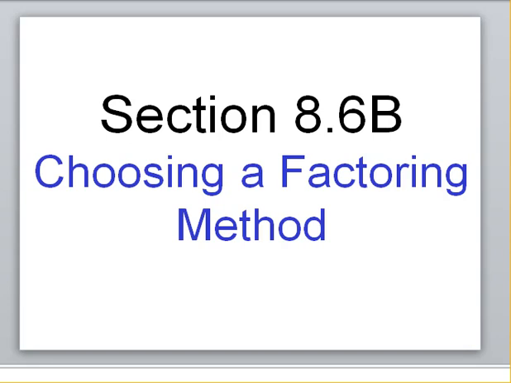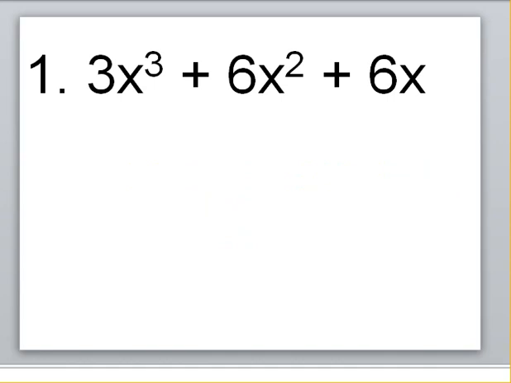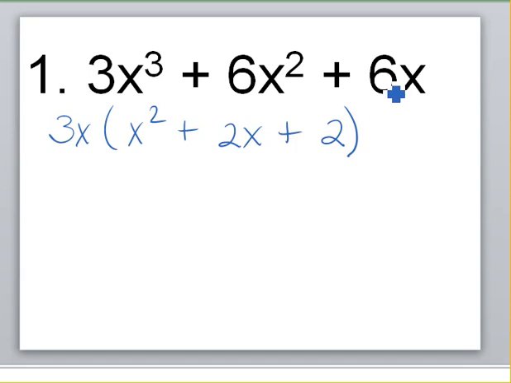This is day 2 of choosing a factoring method, so we're going to make sure we go through those rules. We're going to start by first taking out the greatest common factor. Always looking for greatest common factor, which would be 3 in this case, and an x. 3x times x squared gives me 3x cubed. 3x times 2x gives me the 6x squared. And 3x times 2 gives me the 6x.